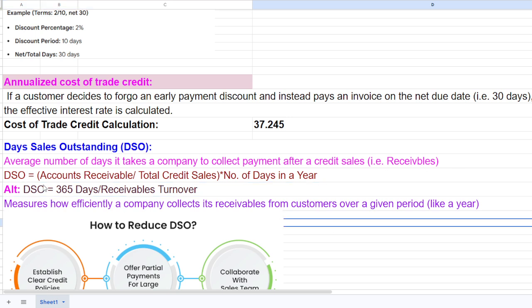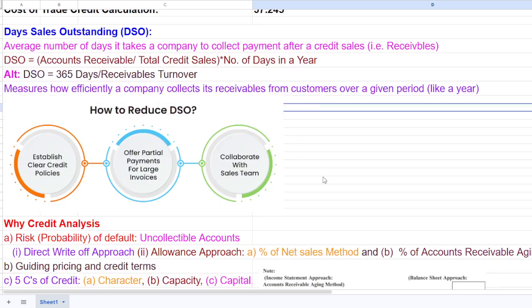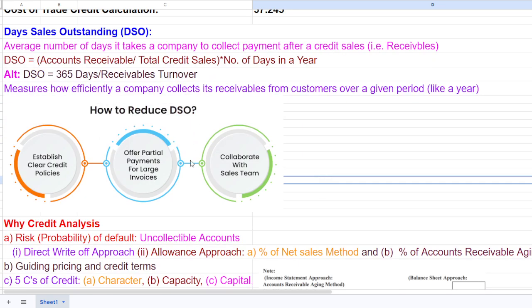The higher the days sales outstanding, the chances of probable bad debt would be higher. So from the seller's perspective, we try to provide a lower credit period, so that the chances of bad debt would be minimized. Now the point is how to reduce the days sales outstanding.